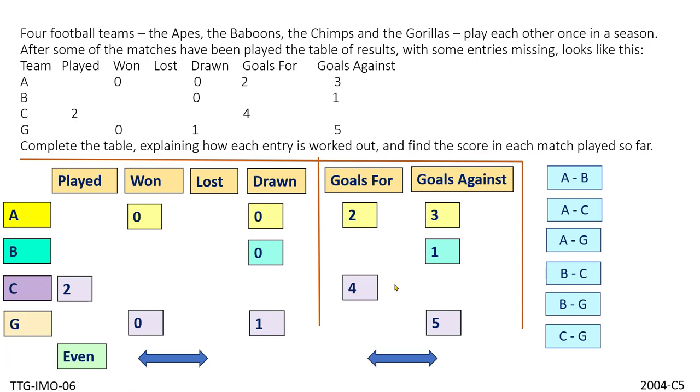Anyone? This will involve a very close look at the table and the information available. Now, if you see the drawn column, Team G has drawn a game. Obviously, that draw would not have happened against A or B because A and B have only zero draws, which means the game which G drew must have been against C. Yeah, it should be the game between C and G which was drawn. Okay, so C and G would have drawn the game.